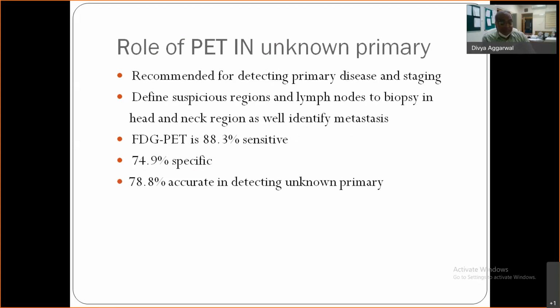So what is the role of PET? PET is an important diagnostic tool for an unknown primary. It is recommended for detecting primary disease and for staging. It defines suspicious regions and lymph nodes for biopsy in the head and neck region, as well as identifying metastasis. FDG PET in unknown primary is 88.3% sensitive, 74.9% specific, and 78.8% accurate in detecting unknown primary. These are the figures for detecting unknown primaries.